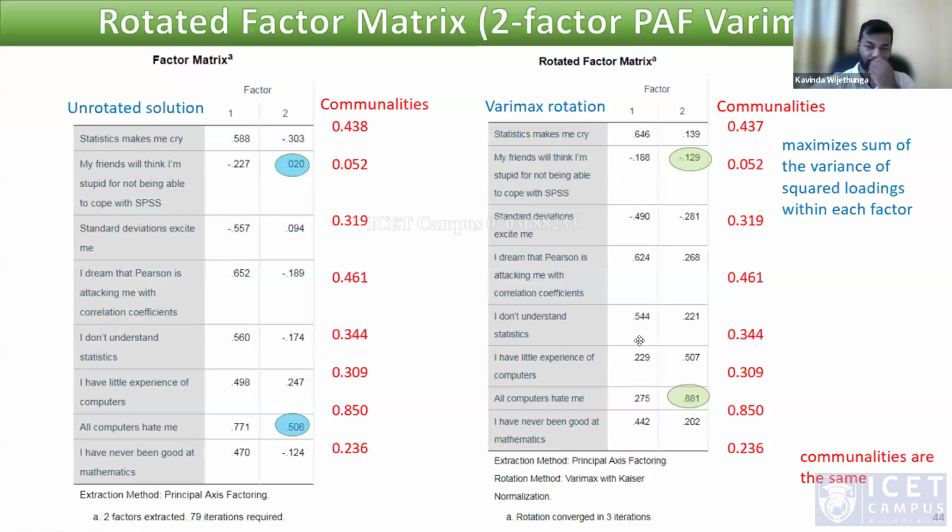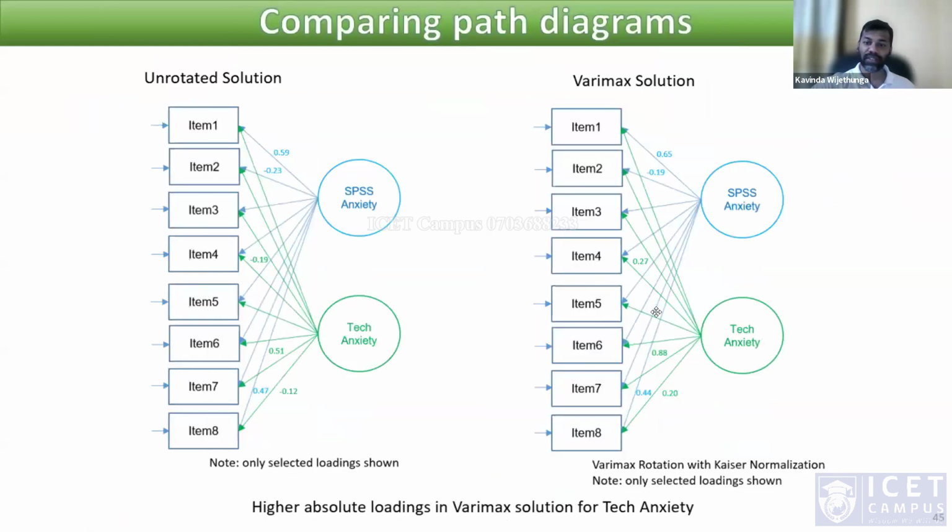0.19, that is 0.27. Likewise, we can change this with rotation. Then here 0.59 changes to 0.65, likewise, right? So that's why we are using these rotation methods, to improve these factor loadings.